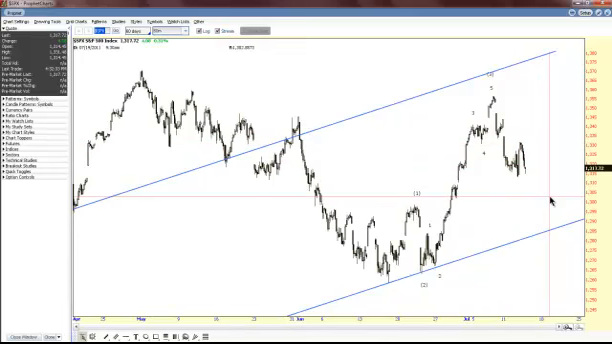With Elliott wave, you kind of need to see the structure almost complete for you to be alert that the market's going to turn in the other direction.